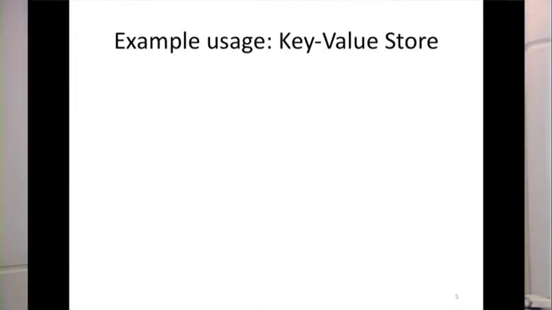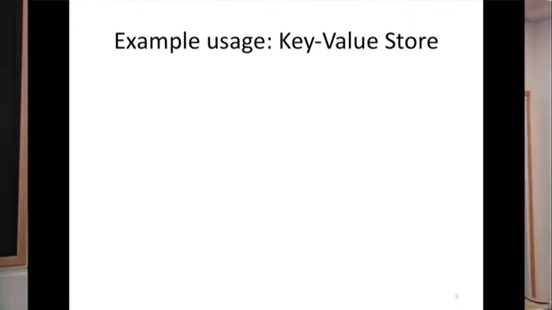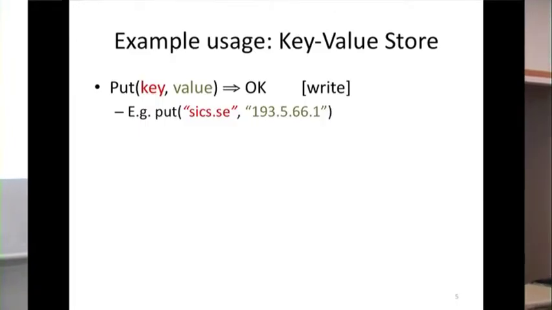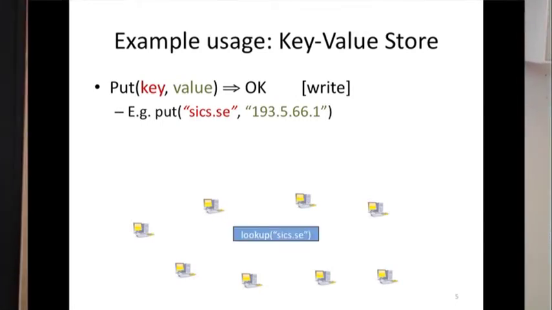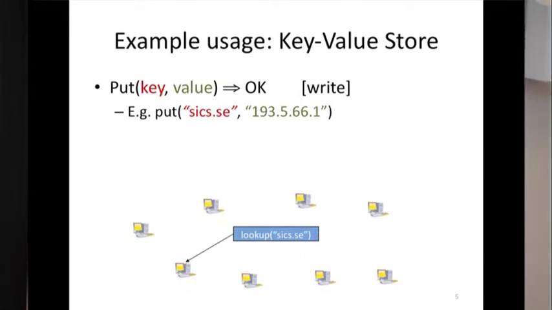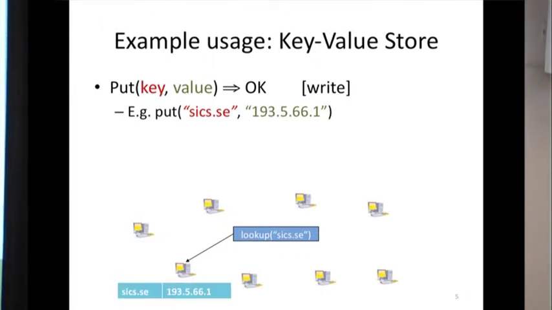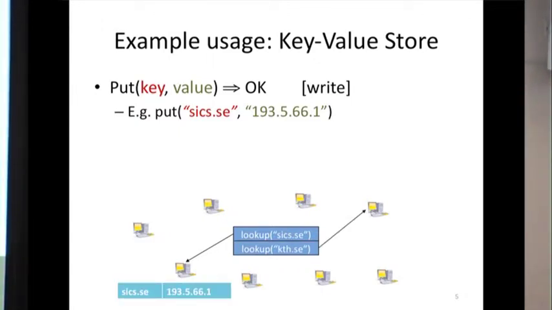This is a simple example of building a storage system on top of a structured overlay. In this example, let's say you want to build a distributed DNS, where you want to store domain names and their IPs as the values. You can use a structured overlay for that. If you want to put a key and a value, all you need to do is make a lookup for that key. The structured overlay will tell you which node is responsible for this key. You go ahead and save the value at that particular node. Similarly, you can put many values here.